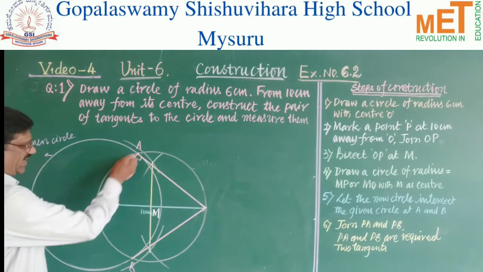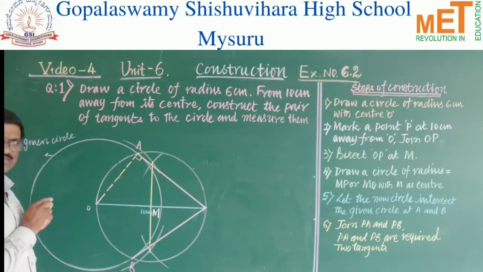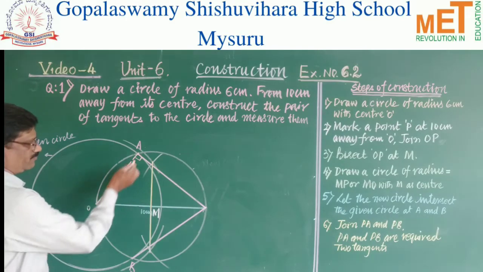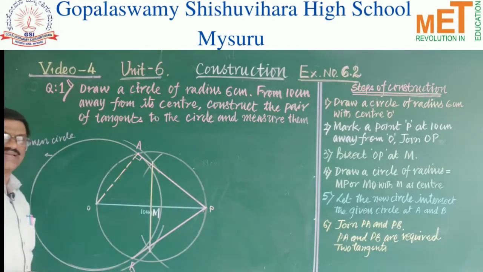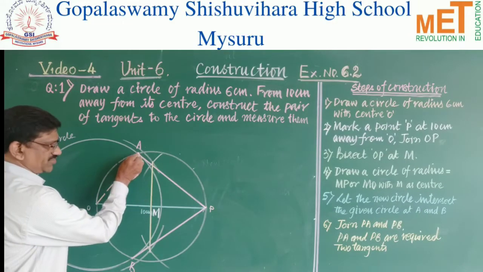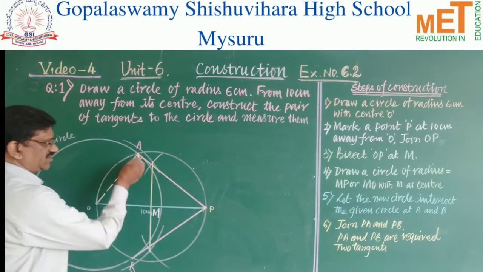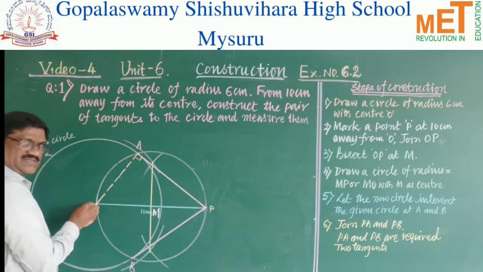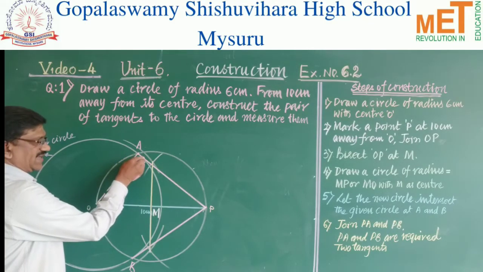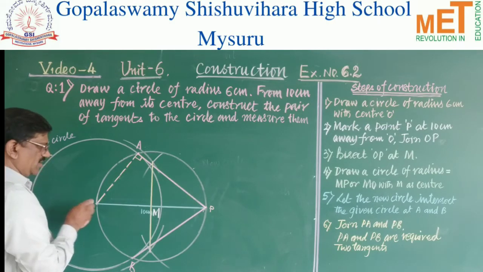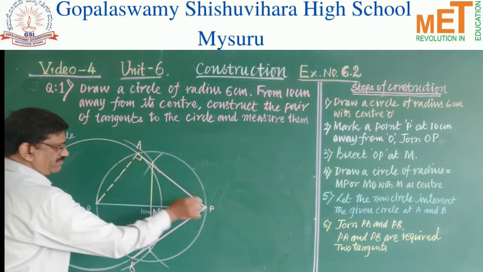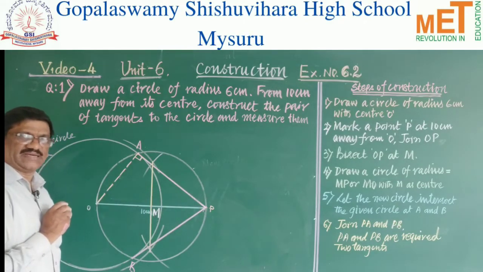Here OA is a radius and AP is a tangent. There is a rule: whenever we draw a tangent at the point of contact of the radius, it forms a right angle. Therefore, OAP is a right angled triangle.